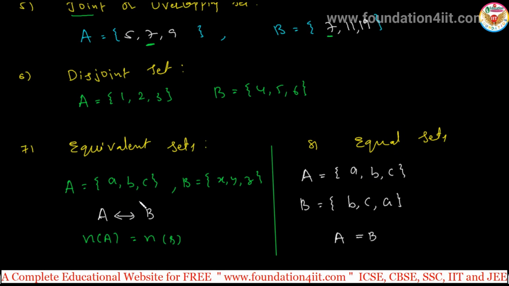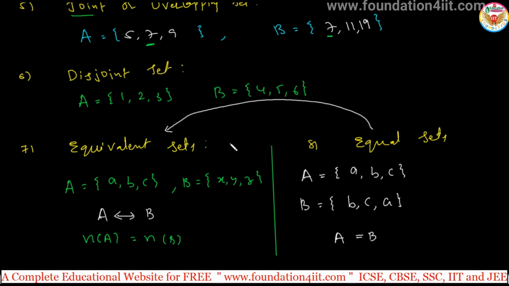Okay, these are the things, and one thing you can conclude here: in equivalent sets, the number of elements are equal, whereas in equal sets, the elements are the same. So every equal set is always equivalent. That means equal sets are always equivalent sets. But equivalent sets are not necessarily equal. Okay, so these are the types of sets. And next, some more types like subset, proper subset, universal set, complement sets. Those also let's discuss.